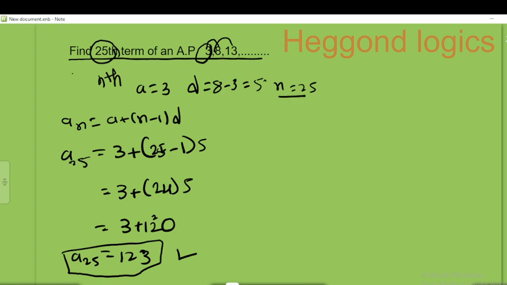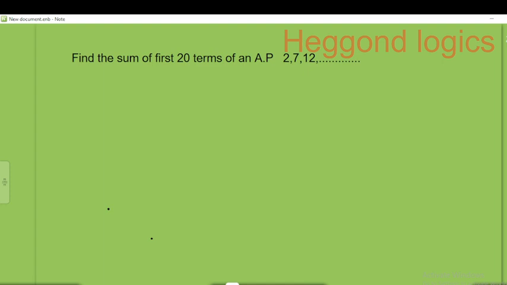Now move to the next question. In this question, find the sum of first 20 terms of an AP. Sum: observe the keyword. If the word sum is there, directly use the Sn formula without any thinking. Directly you can use it without any confusion.